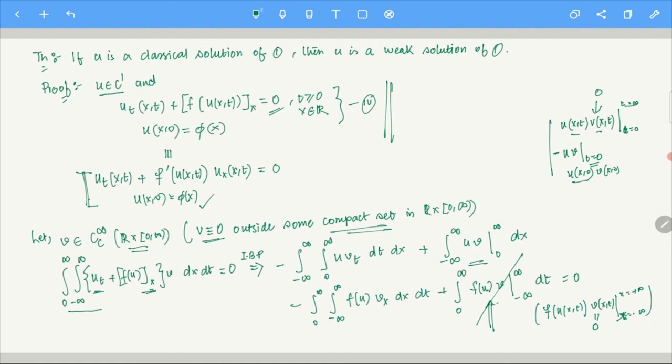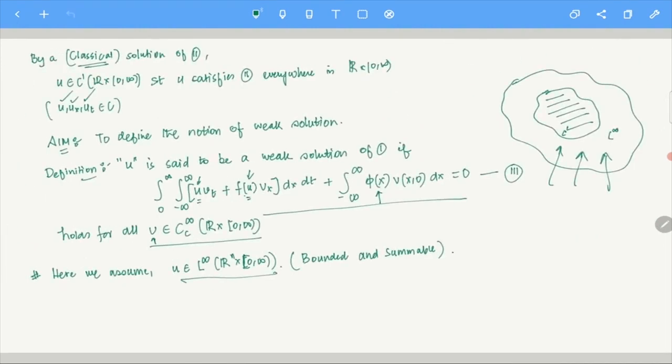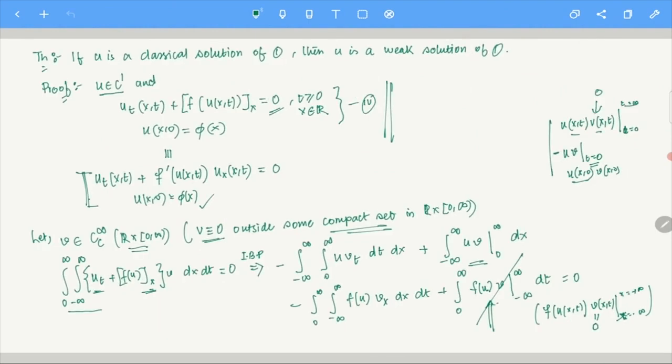So essentially what I am saying is I just need v to be a C_c infinity function and u to be an L infinity function. What do I mean by L infinity? I mean that it has to be bounded. If you remember, I am just asking for a bounded function and a summable function, so that you can talk about the integral properly. Once you have that, I don't worry about continuity.